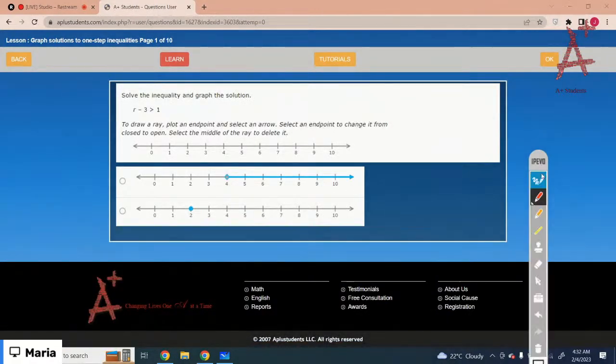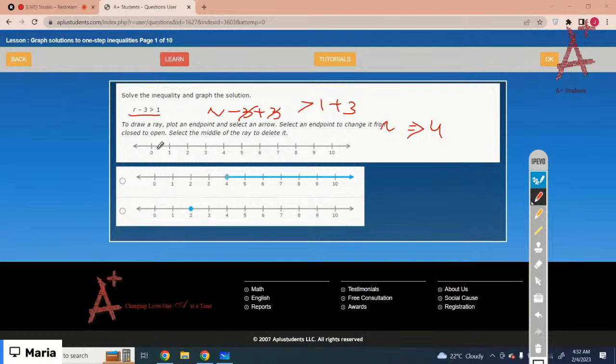Okay, r minus 3 is greater than 1. You have to isolate the r. That means you have to remove that negative 3. So to remove negative 3, you have to add 3 to both sides. Got it? Negative 3 plus 3 is 0. So at this side you are left with r, and 3 plus 1 equals 4. So it would be r is greater than 4.